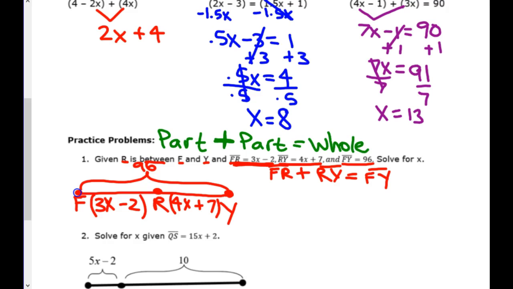So here we go. FR is 3x minus 2 in parentheses plus 4x plus 7 in parentheses equals the whole thing from F to Y, which is 96. Okay. Give me a second to write that down. But I want you to reflect. Does that make sense? Why we made that equation? If you know a part, just add them up with an equal sign and then the whole thing.